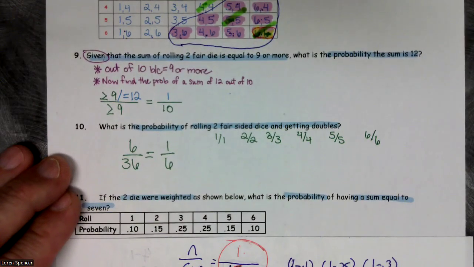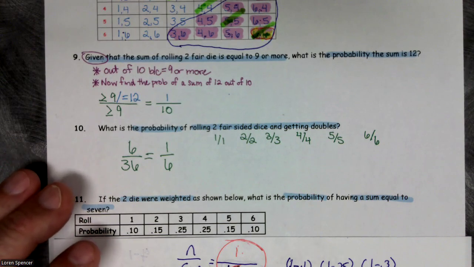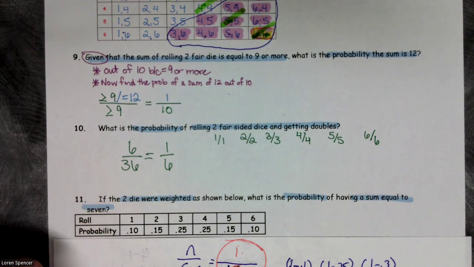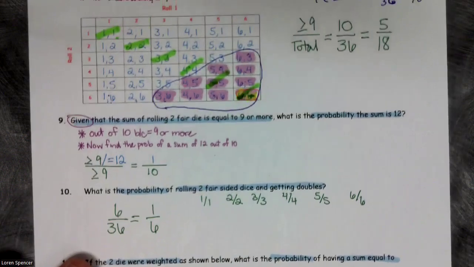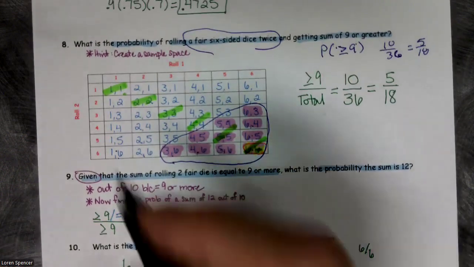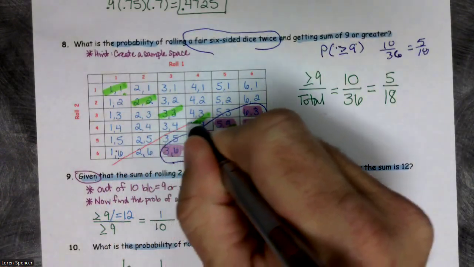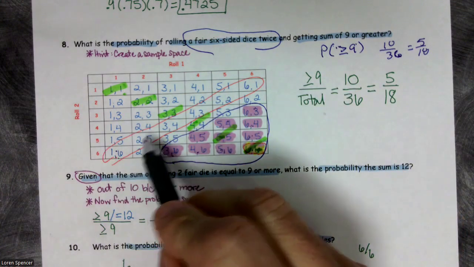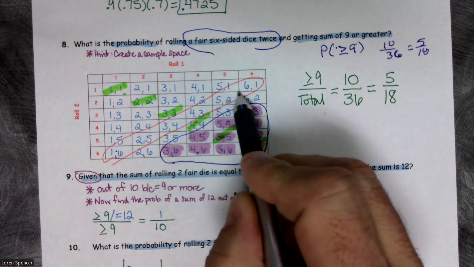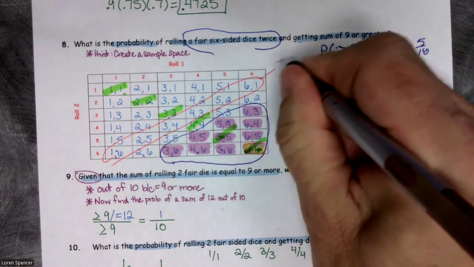Here's where it gets tough. If the die were weighted as shown below, what is the probability of having a sum equal to 7? Okay, well, first off, which ones equal 7? And I need to look, come back over here. One, 6, 2, 5, 3, 4, 4, 3, 5, 2, 6, 1. These equal 7. So that's what I'm going to be working with.